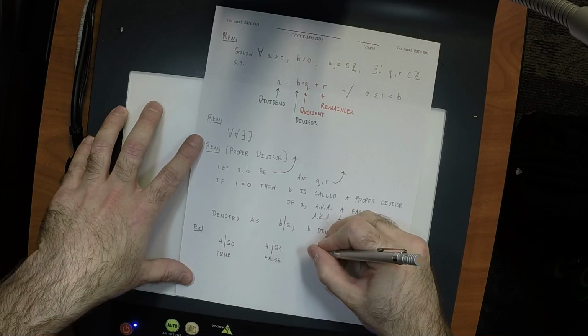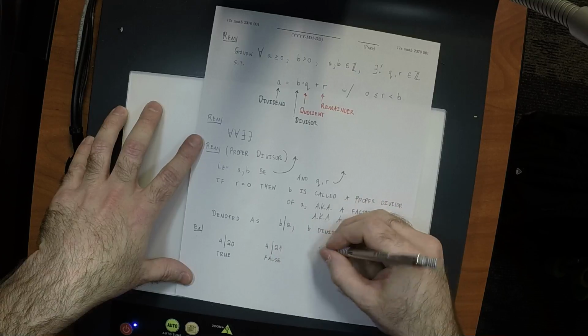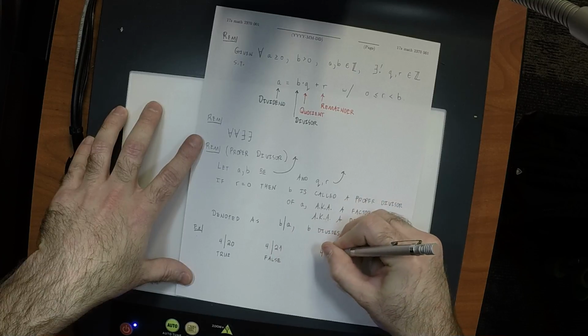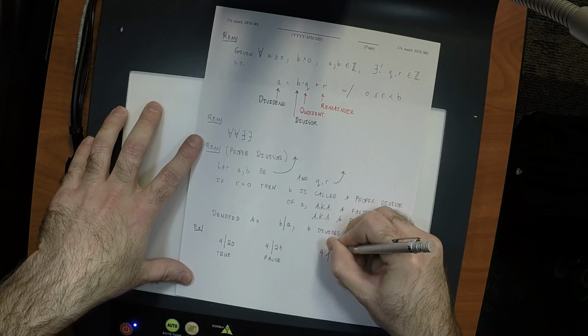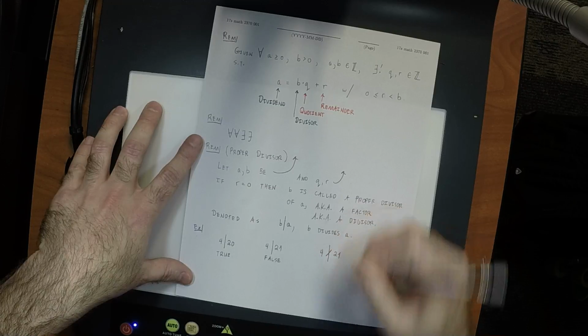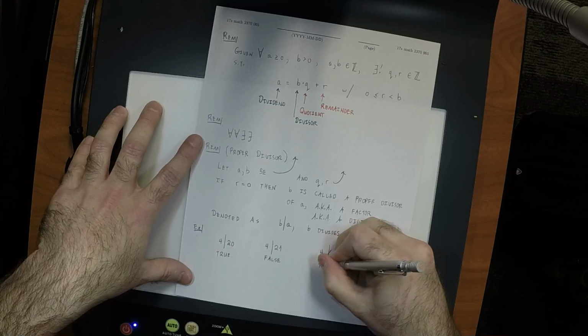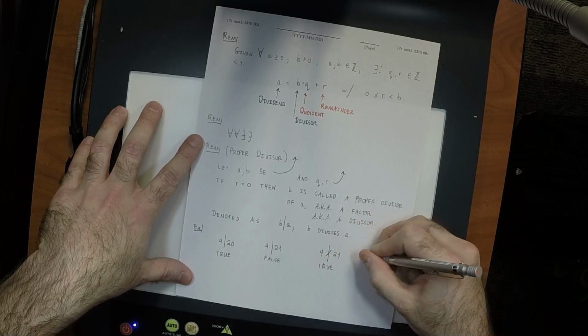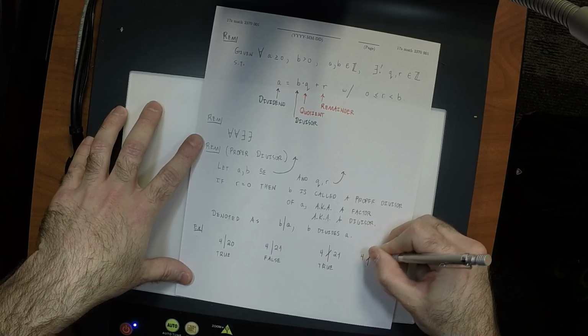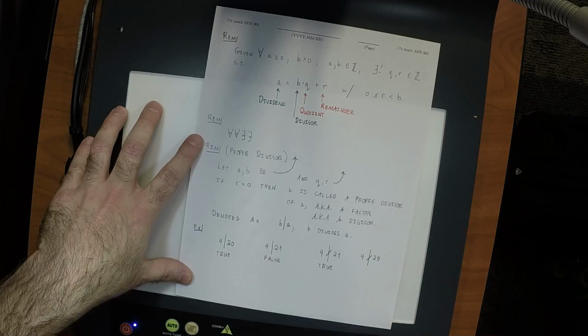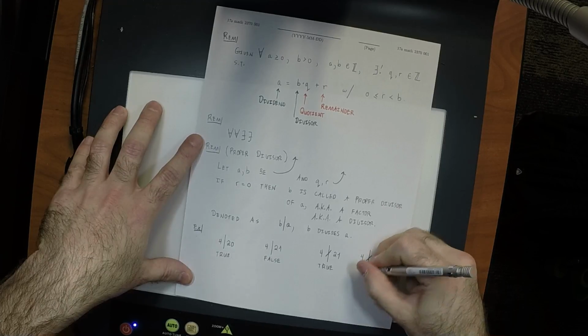And then the way to negate the predicate is in this way. So 4 does not divide 21. So what about this? True. This is true. And 4 does not divide 20. False. That's false. Okay, so that's how we use that predicate. Good.